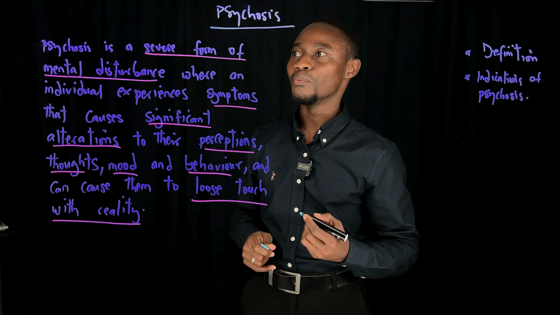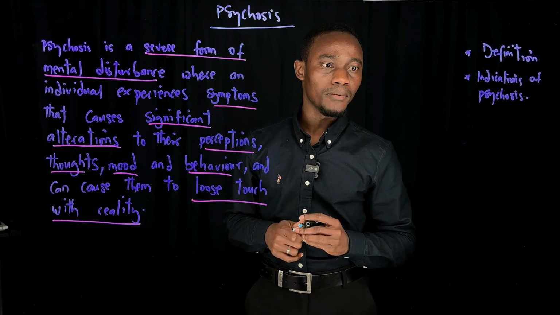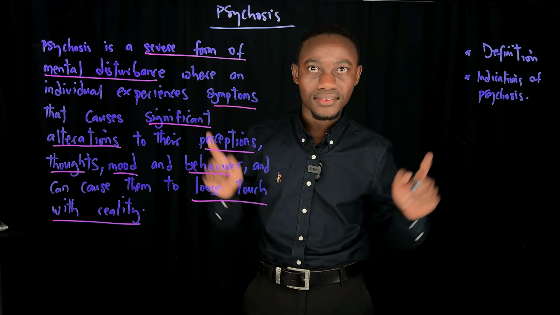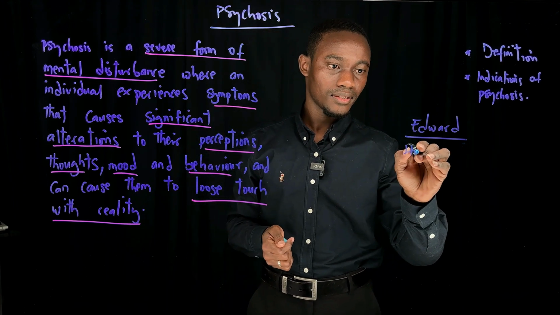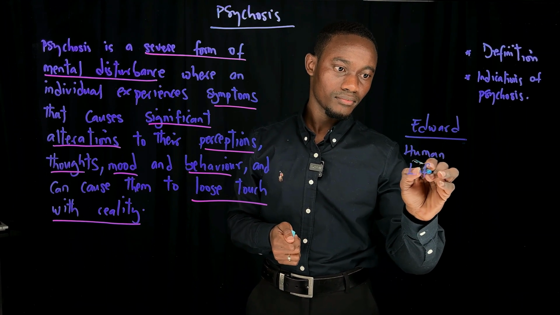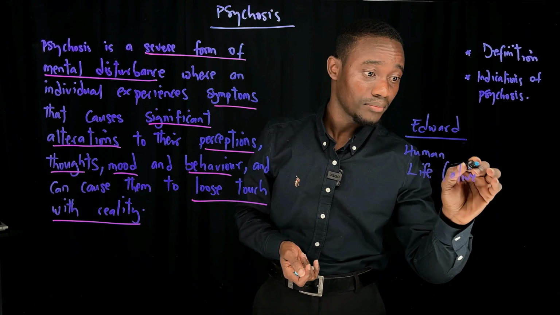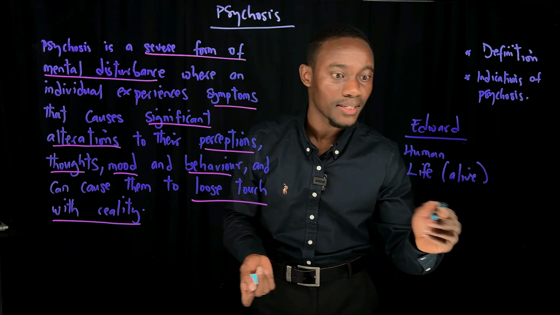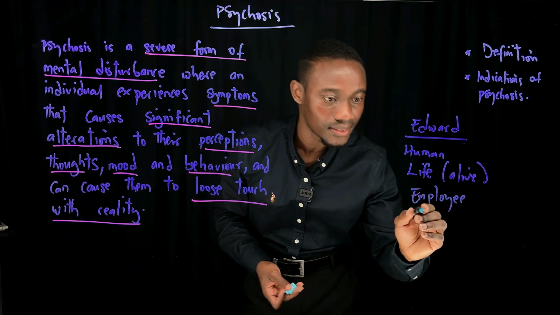Let me use an example to make psychosis even more clearer to you. Let's take an average person like Edward, who is not having psychosis. Therefore, we are tagging Edward as normal. Edward understands that he is a human. He also understands that he has life and then he's alive. He's not dead. He understands that. Edward understands that he's an employee. He's a working class person. So an employee, he knows his capabilities and his limitations.